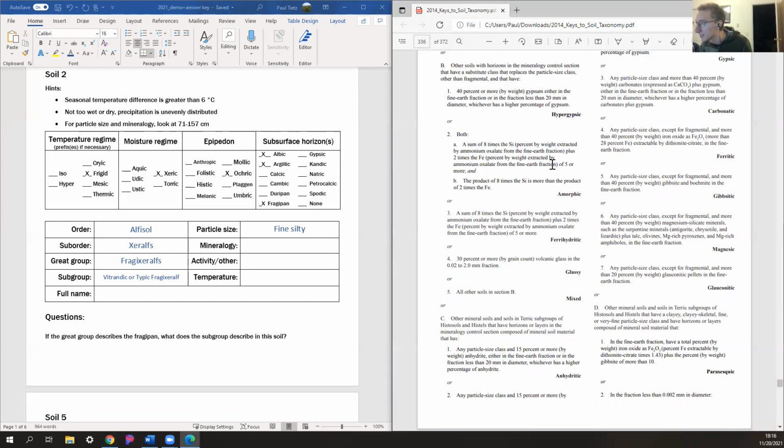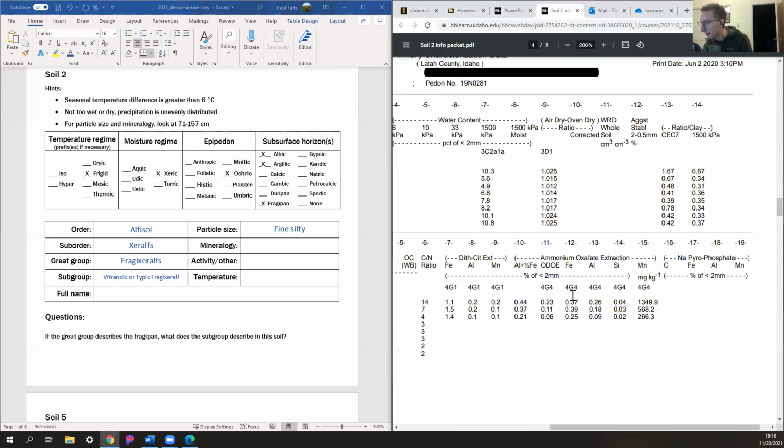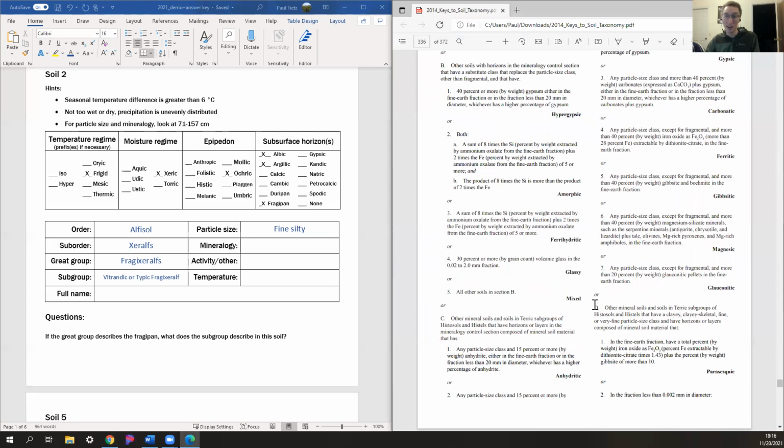8 times the silica plus 2 times the iron. The average iron is going to be 0.35 or so. That times 2 is like 0.7. 0.7 plus 0.24 is 0.94. I'm rounding these numbers, I'm going kind of fast, but all that is to say it's definitely less than 1. Our sum of 8 times the silica plus 2 times the iron is not 5 or more. So we're going to rule out amorphic.